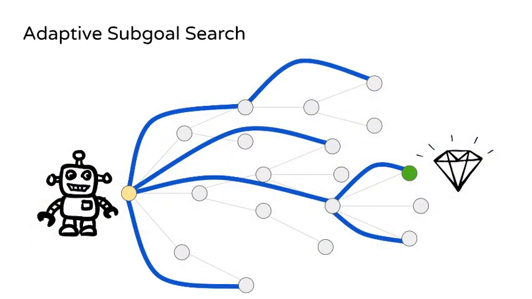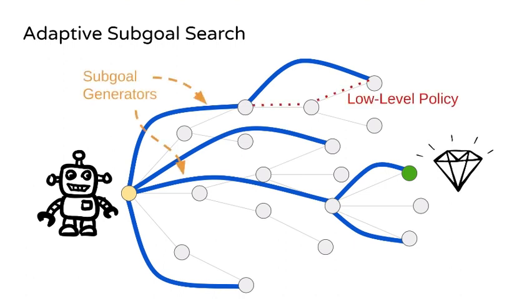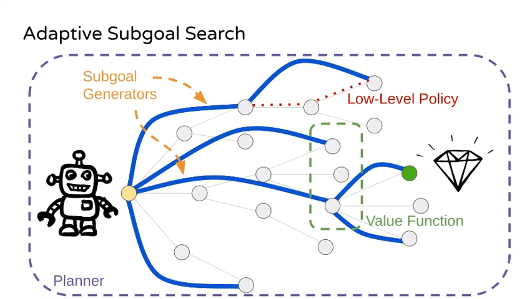To build a search tree, we use the following components: subgoal generators that propose sets of subgoals, policy that determines the low-level path that connects subgoals, and a value function that estimates the distance to the solution. Each of these components is trained on offline trajectories. We use only supervised objectives based on this data, which makes the training stable. To build a search tree, we iteratively expand nodes with generators. The order in which nodes are expanded is determined by the planner.